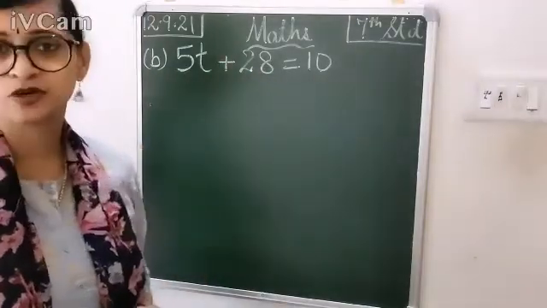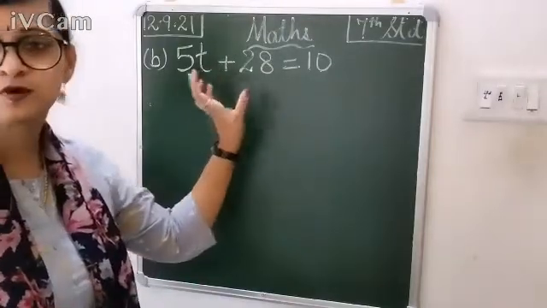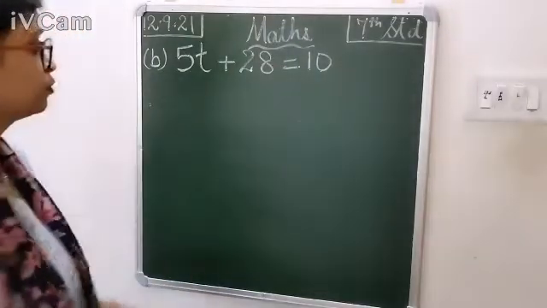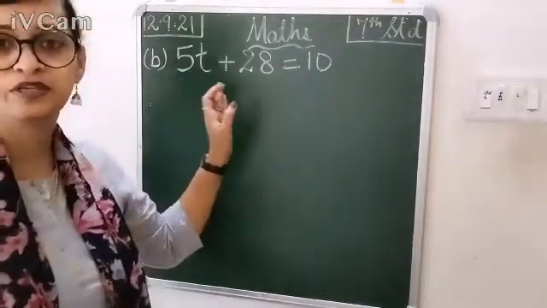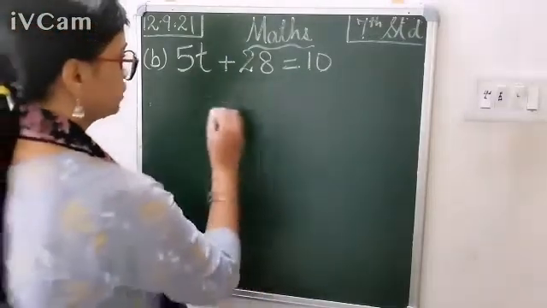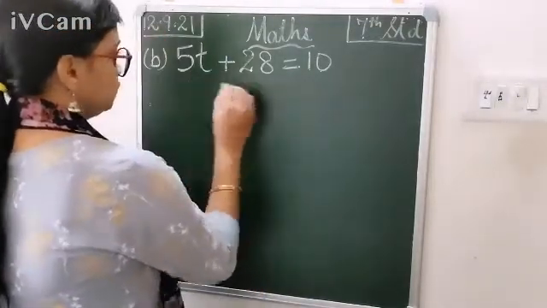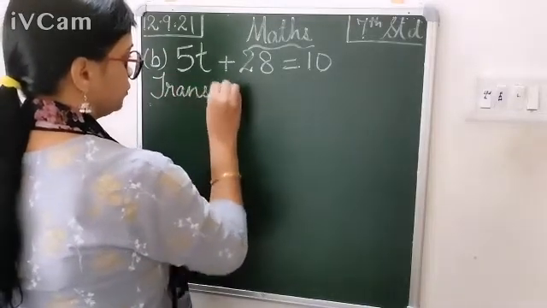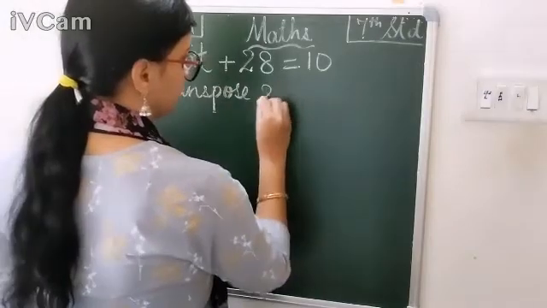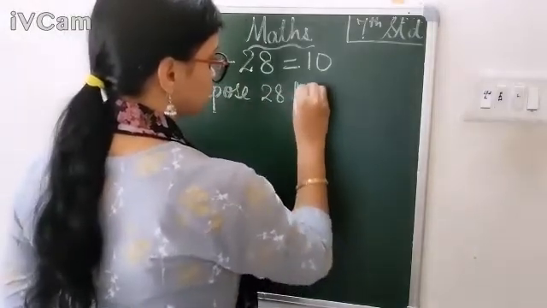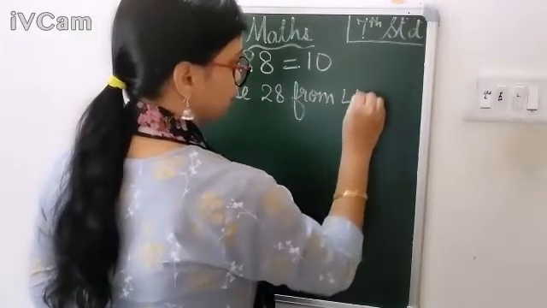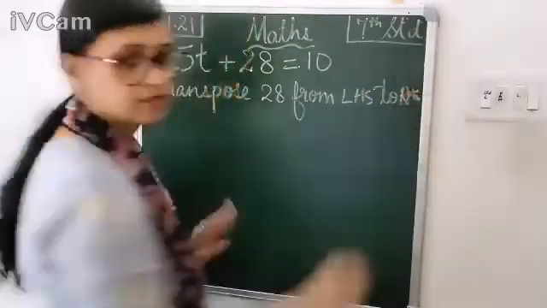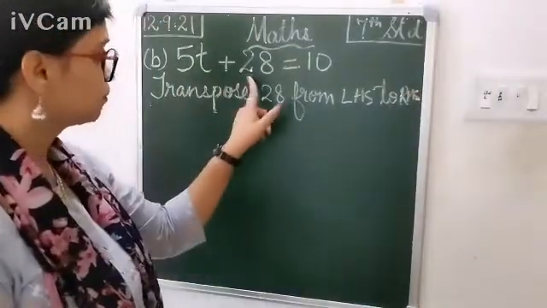Now the same steps that you're going to follow here. You're first going to transpose 28 from your left-hand side to right-hand side. So when you transpose that, remember you need to change the sign as well. So you will write transpose 28 from LHS to RHS. You're going to transpose this 28.